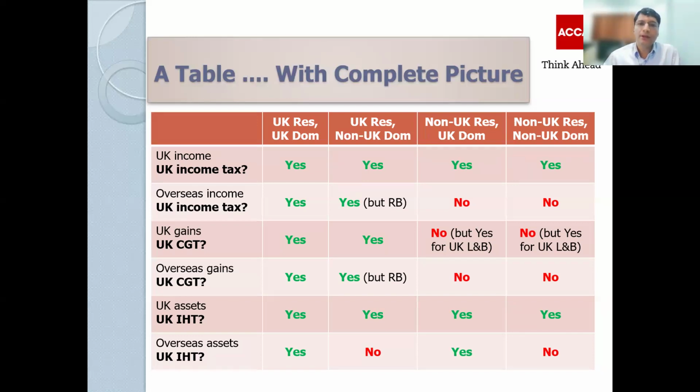Moving on to the gains, UK resident, always liable. Non-UK resident, the answer is briefly no, but if there is UK land and buildings, for example, then the answer is yes. In the past, it used to be altogether no. It's only a few years since this rule came into play. Overseas gain, UK resident, the answer is yes. Non-UK domicile, the answer is yes, but you can claim the remittance basis. Non-UK resident, the overseas gains are not liable to UK tax.